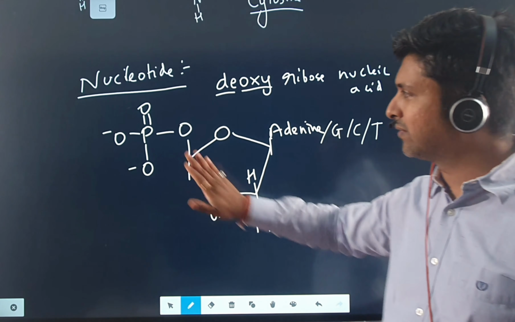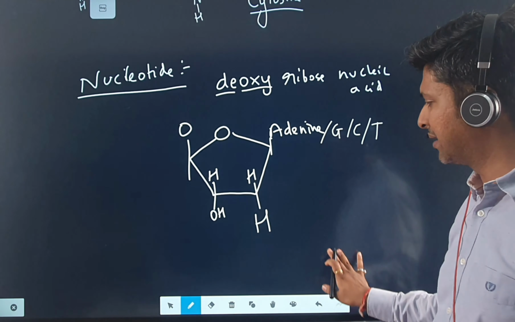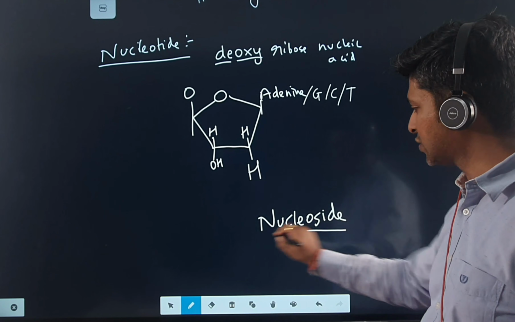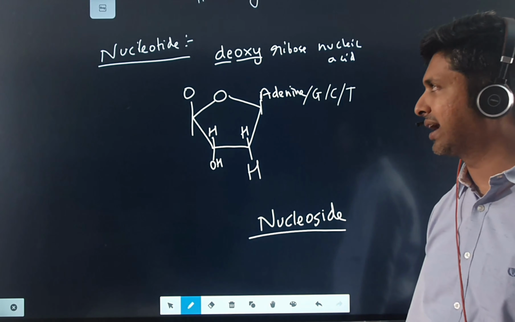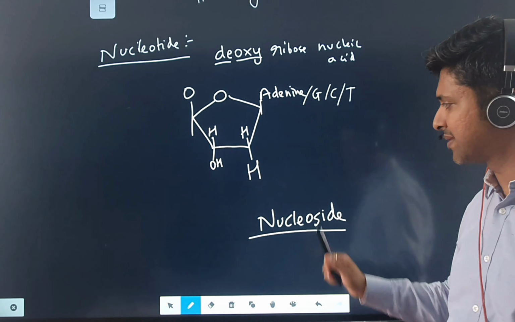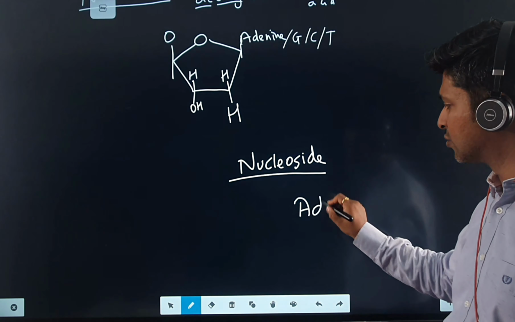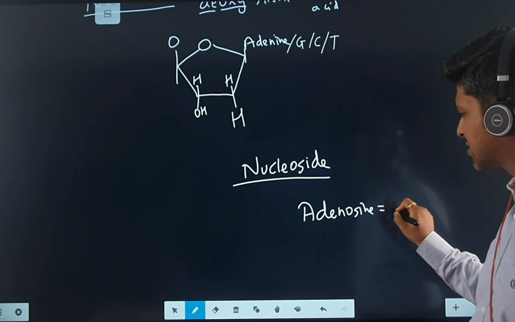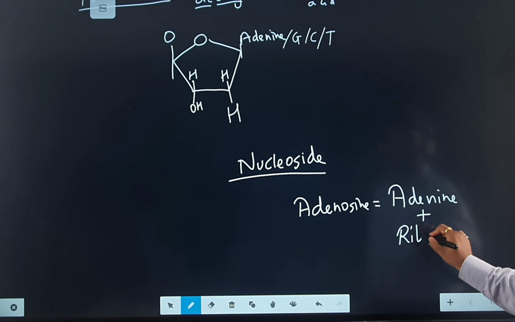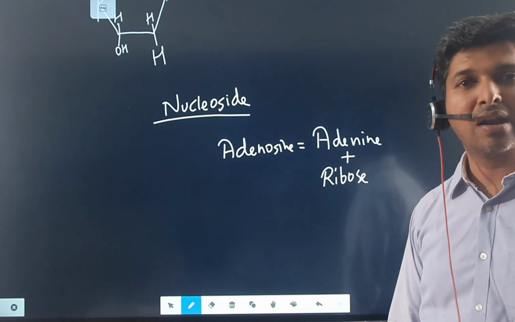Now if you take the phosphate group aside, this will become a nucleoside. What is a nucleoside? Ribose sugar along with the nitrogenous base is called a nucleoside. Instead of adenine, it will now be called adenosine. So what is the adenosine formula? Adenosine is nothing but adenine plus ribose, and it is called a nucleoside.